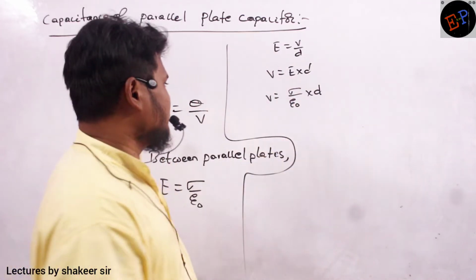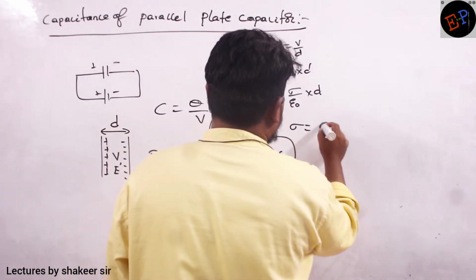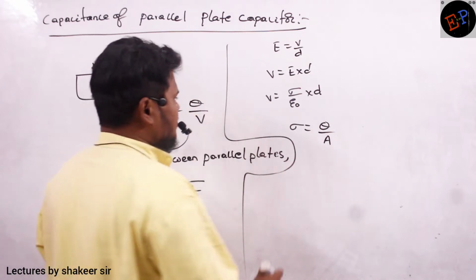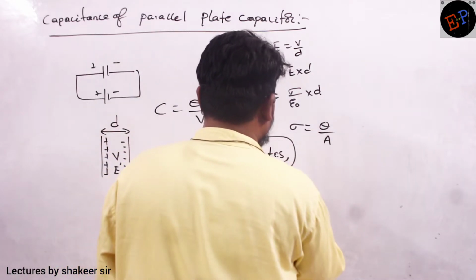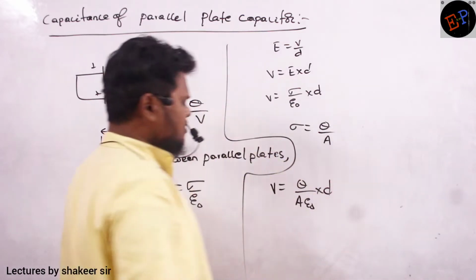And what is meant by sigma? Okay ma, where shall I write? Sigma is nothing but charge per unit area, no? So therefore, instead of sigma, what can I write? V is equal to Q by A epsilon naught multiplied by d. This is the equation of potential.